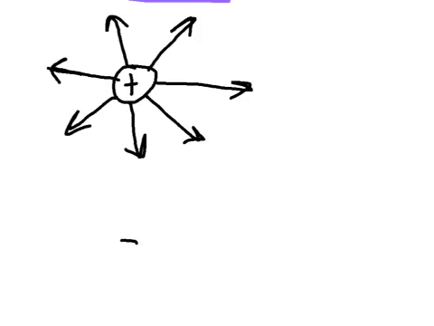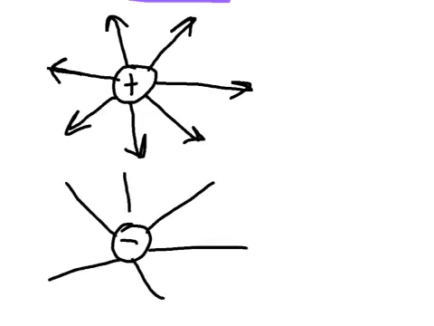If we have a negative charge, how do you think that a positive test charge would point? The force on a positive test charge would point, of course, toward that charge. So this right here is the electric field around a positive charge. This is the electric field around a single negative charge.